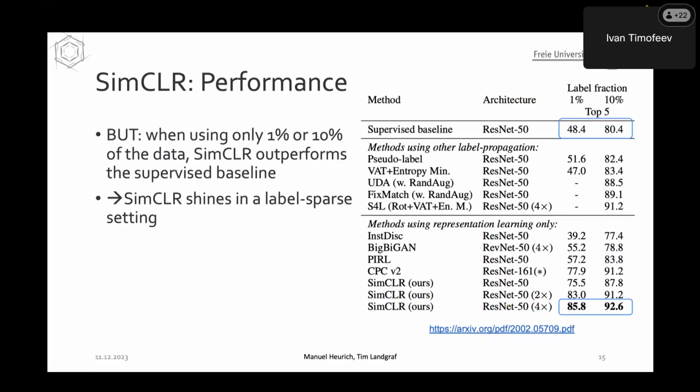I think it's a little unfair, because the way I understand it is that the supervised baseline was trained from scratch. So it really has not seen all data and all labels. It just sees 1% or 10% of the data, of the labels. SimCLR was trained on the entire data set without labels, so it could see all data.